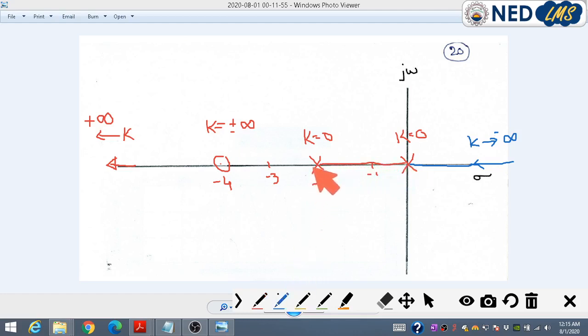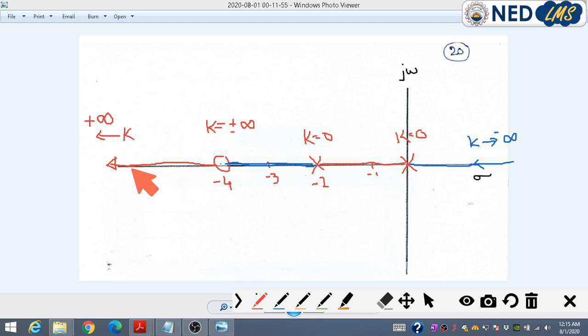After this pole, once again my count on the right side of the search point is an even number. The number of poles on the right side of the search point is 2. Therefore the search point lies on CRL, and this particular section belongs to CRL. When I move here, my count on the right side is 3, 2 poles and 1 zero. My count is 3, an odd number. Therefore this section lies on RL. So I have marked the CRL and RL portions on the real axis.